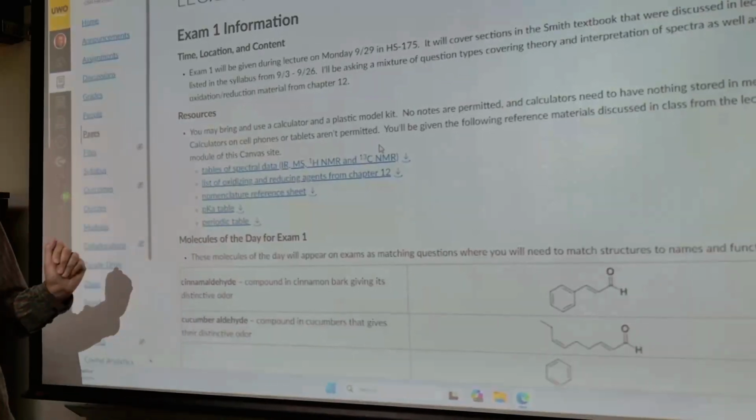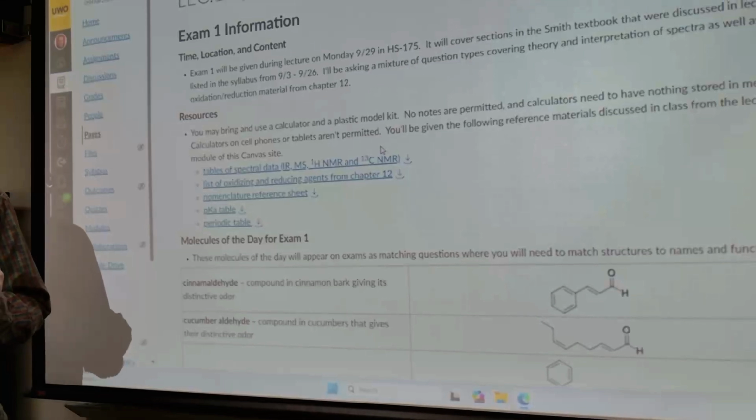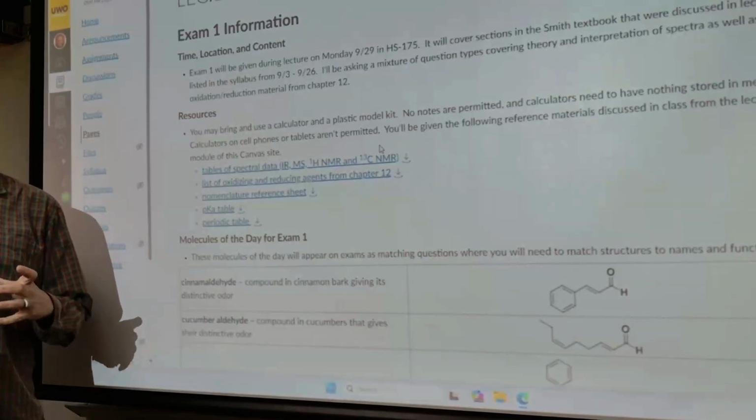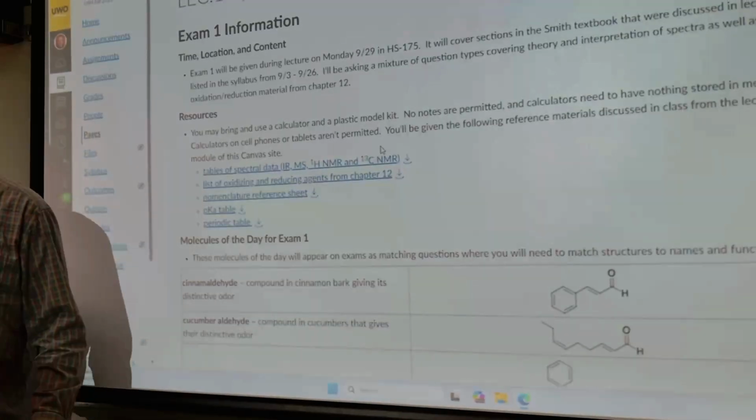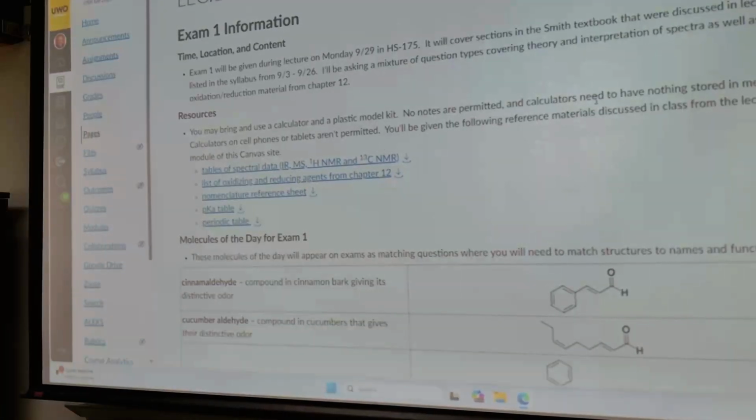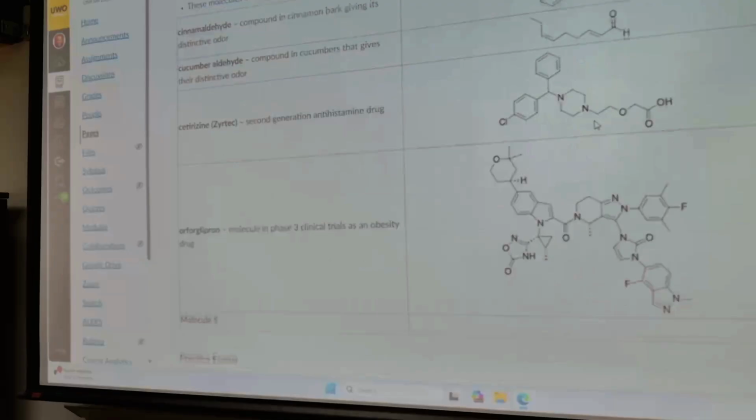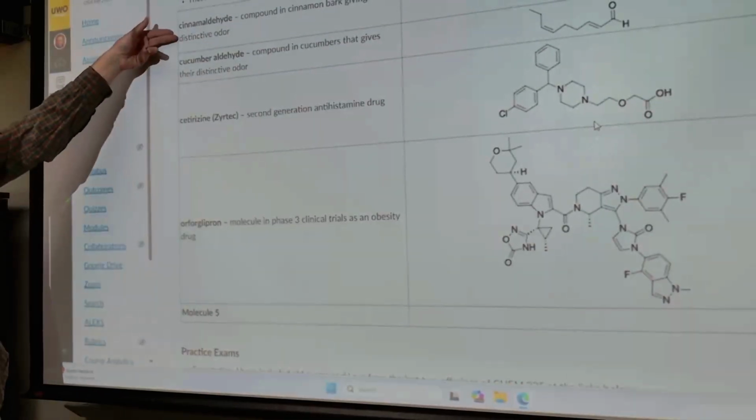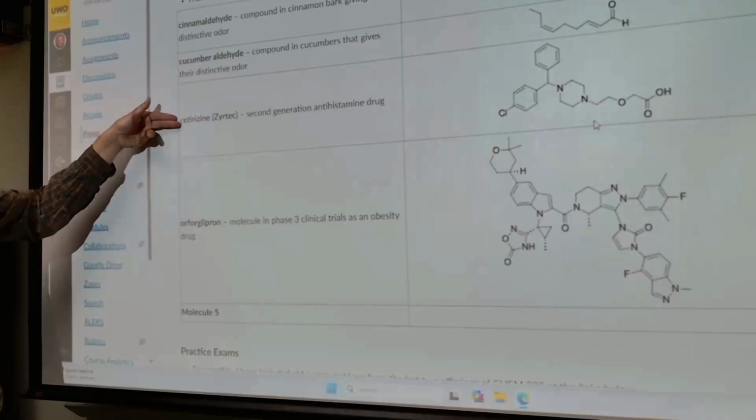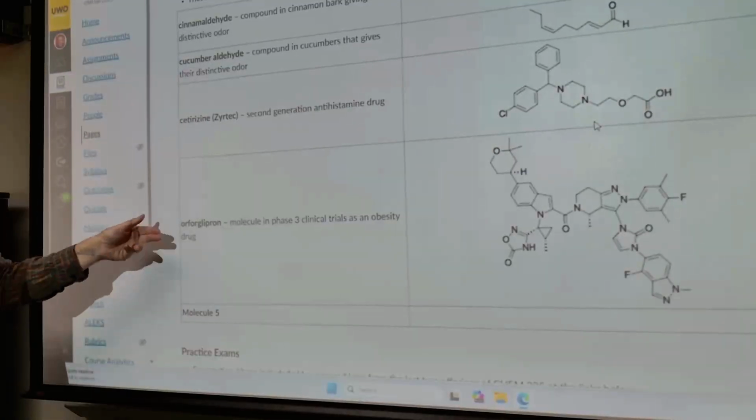There will be molecules of the day on this exam. So the molecules of the day are these molecules that I talk about once in a while at the start of lecture, and I've got a list of them here now. I populated this table with the molecules of the day that we've seen so far, and I've introduced a new one as well. So you might remember cinnamaldehyde, cucumber aldehyde, cetirizine, and then this new one.